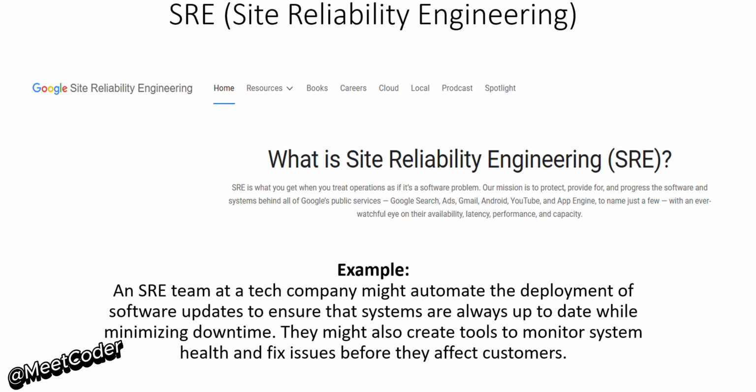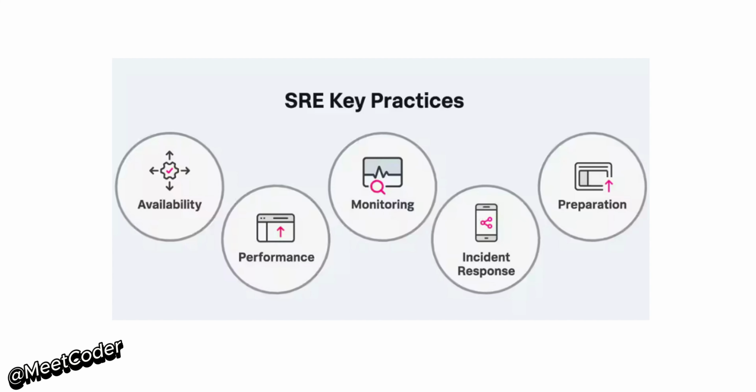You cannot monitor all that time, so there should be some tool that will monitor your website and its error response rate. If a lot of errors are coming, it can notify you or indicate you to fix those errors. So what are the key practices? Your application must be available all the time. Performance monitoring, incident response, and preparation for how you will tackle the problem.